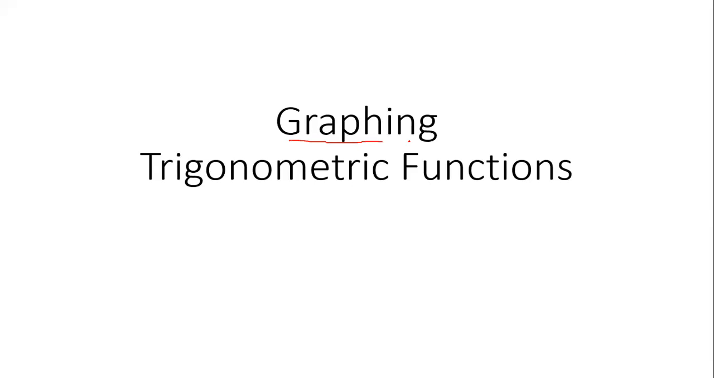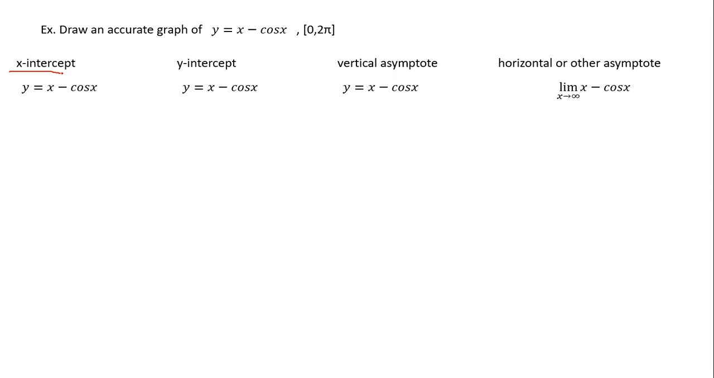Graphing trigonometric functions. Do exactly what you did with your other functions. Meaning, find the x-intercept, the y-intercept, the vertical asymptote, the horizontal or other. So the function we're going to look at, y equals x minus cos x, and we'll restrict the section that we're looking at so we don't get multiple answers.